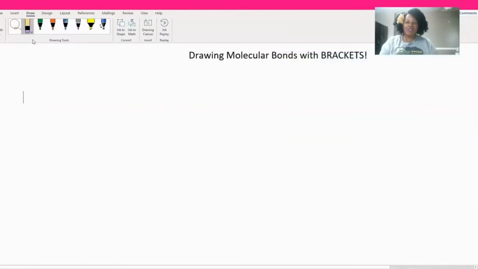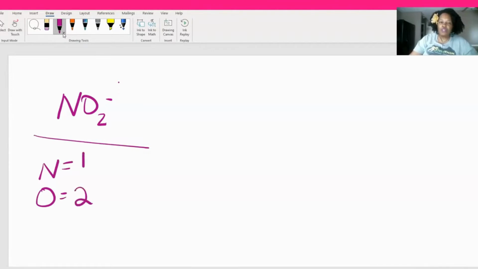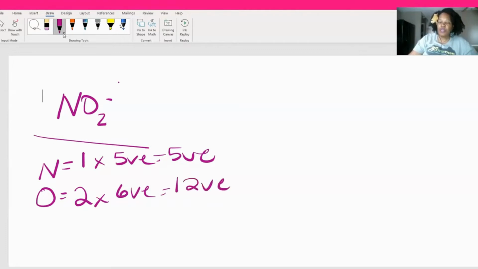All right, chemistry students. So NO2 with that -1 charge. So you have nitrogen, okay? We're going to do the math like we've always done before. And you have your oxygen atom. So you have 1 nitrogen, but you have 2 oxygens. Remember, nitrogen is in group 15, so 1 times 5 gives you 5 valence electrons. Oxygen is in group 16, so that's times 6. 2 times 6 gives you 12.